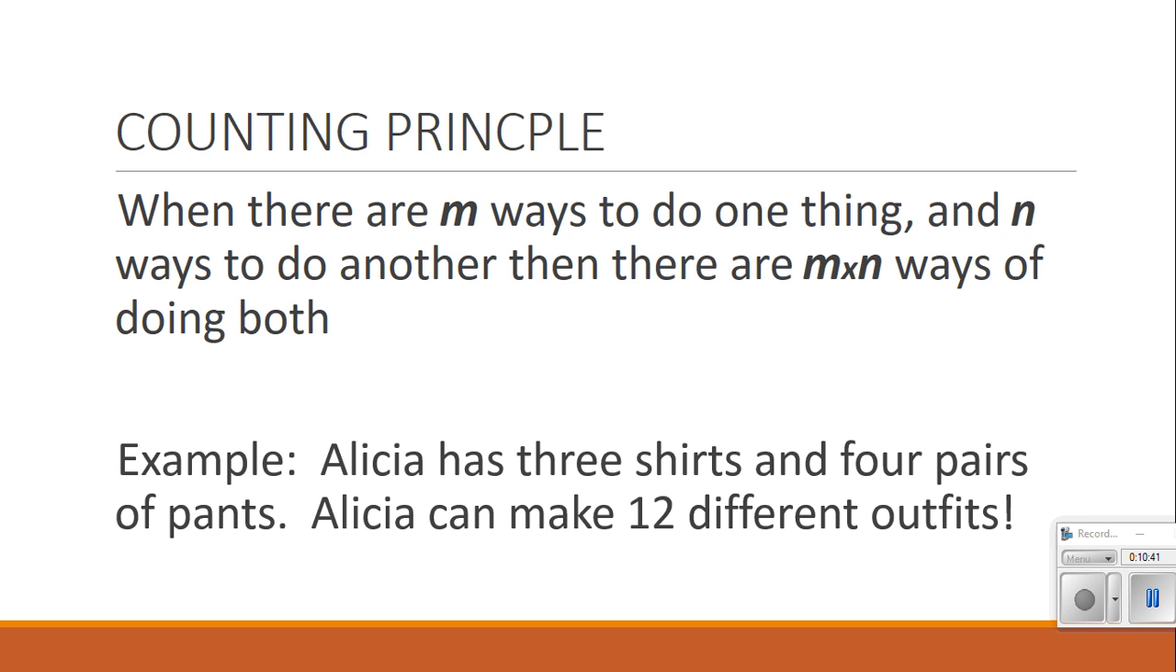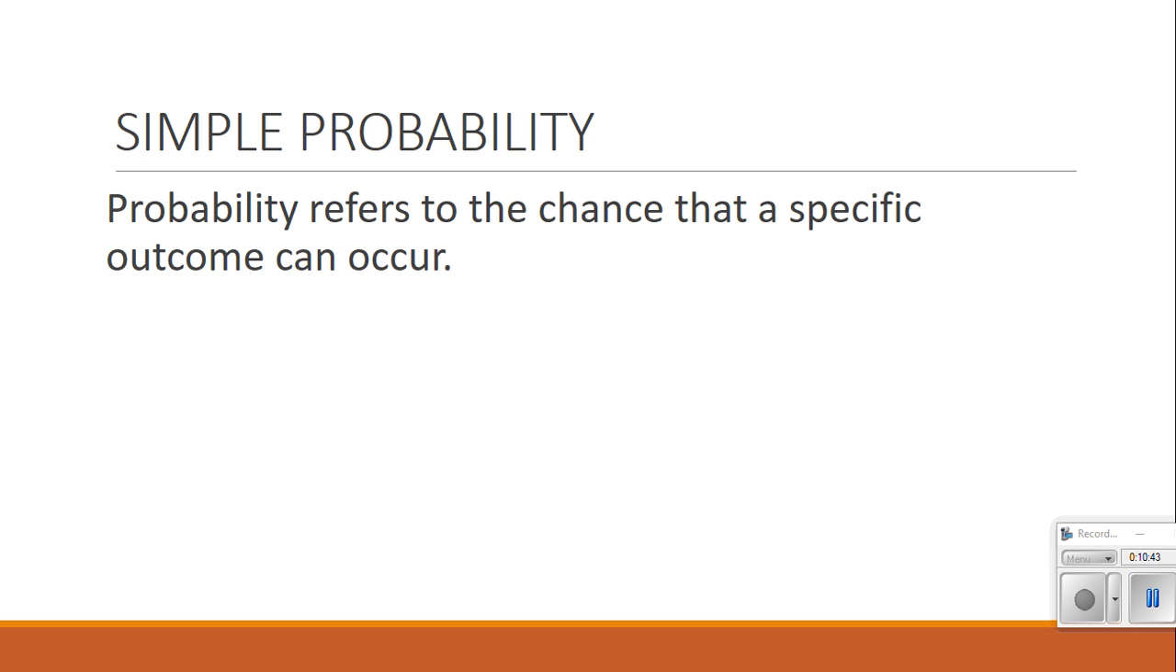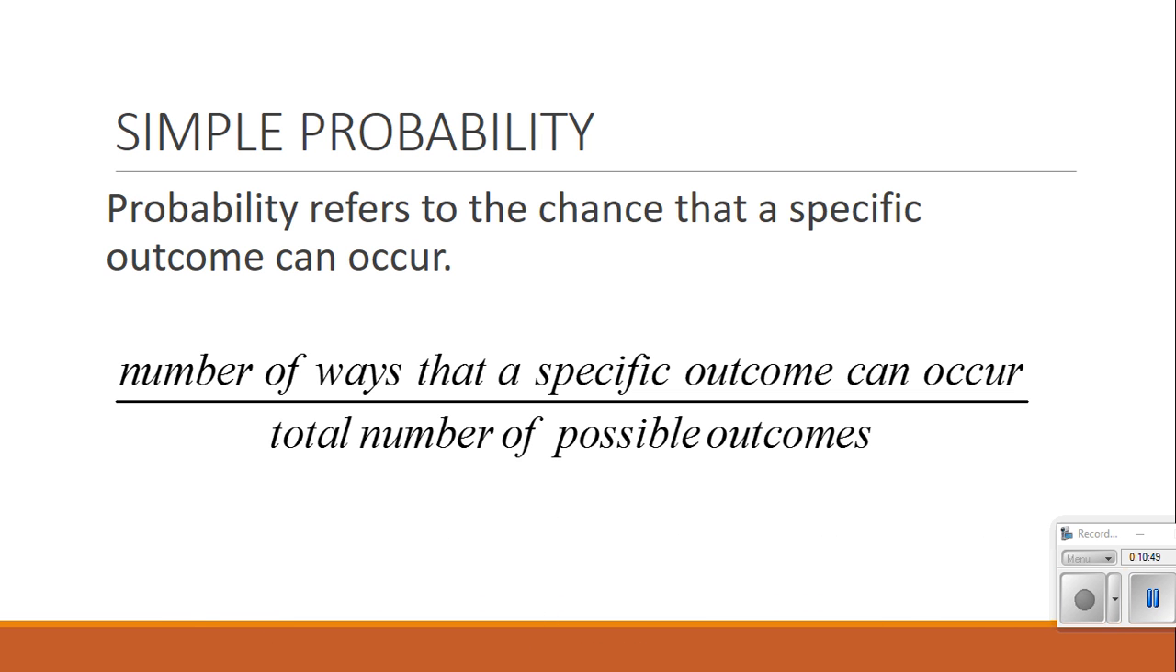That's seen a lot. And then simple probability. Probability refers to the chance that a specific outcome can occur. So it's the number of ways that a specific outcome can occur divided by the total number of possible outcomes. So how many green socks are in the drawer of 20? Well, if you count out that there are 3 green pairs of socks, then it's 3 out of 20 pairs. That's the probability.